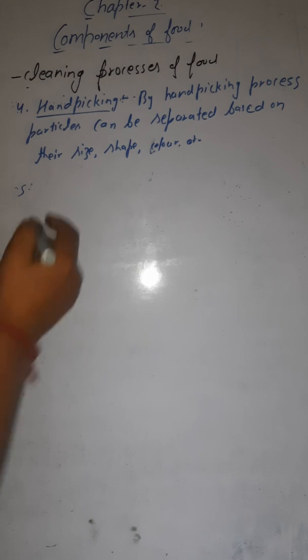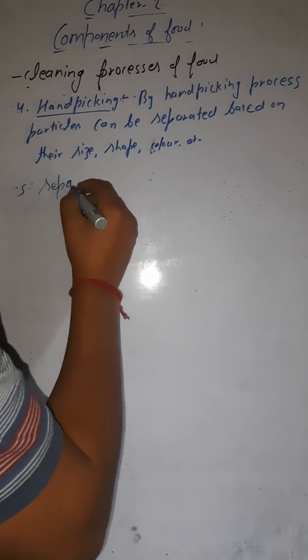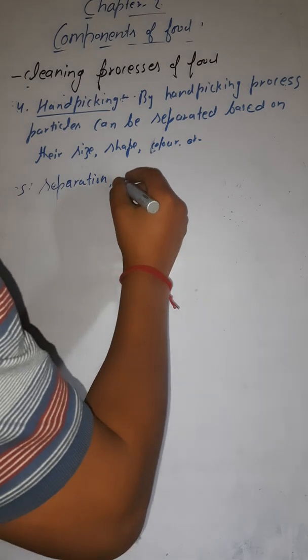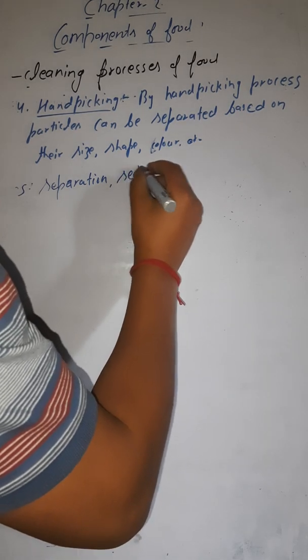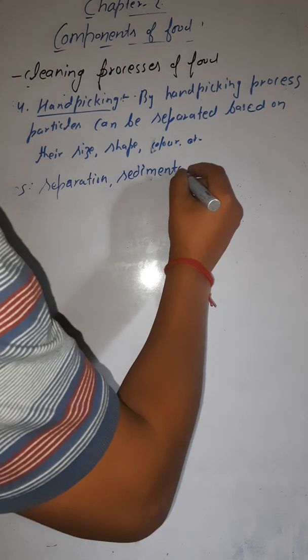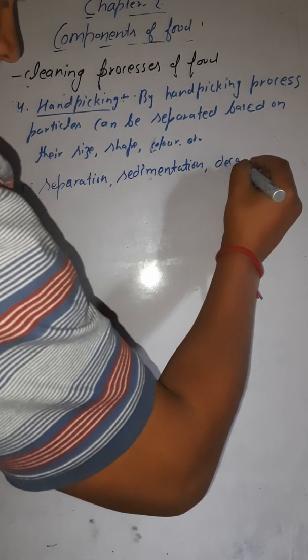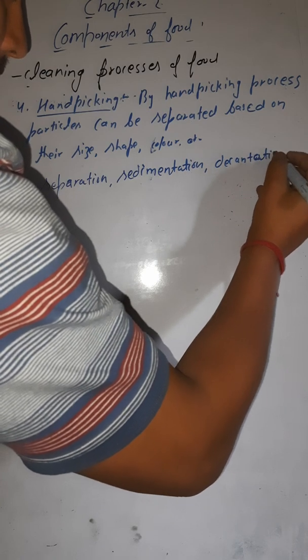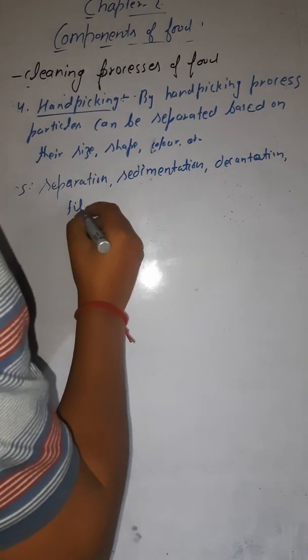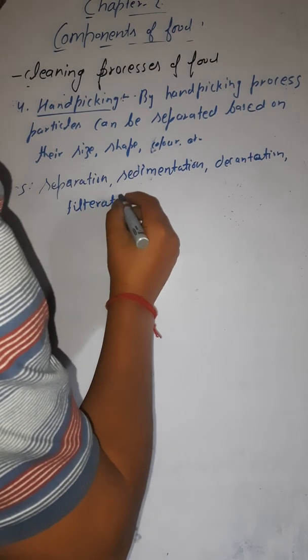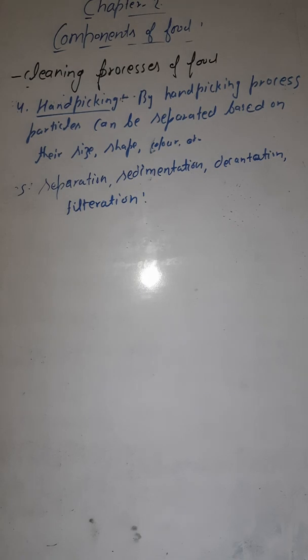And the 5th one is a series of steps. Here you do not have a single method, rather you have a series of steps. Let me write them here: separation, sedimentation, decantation and filtration. These are the series of steps through which again we can clean.